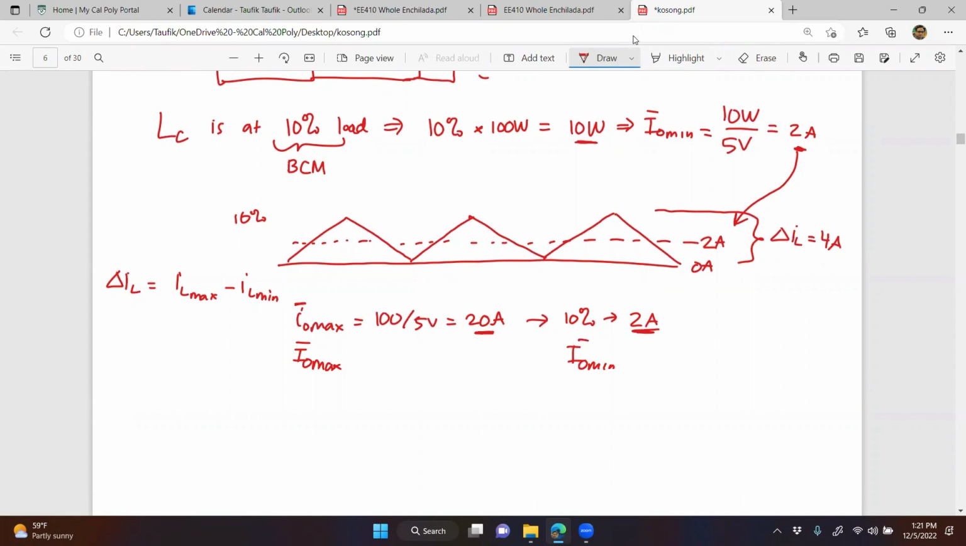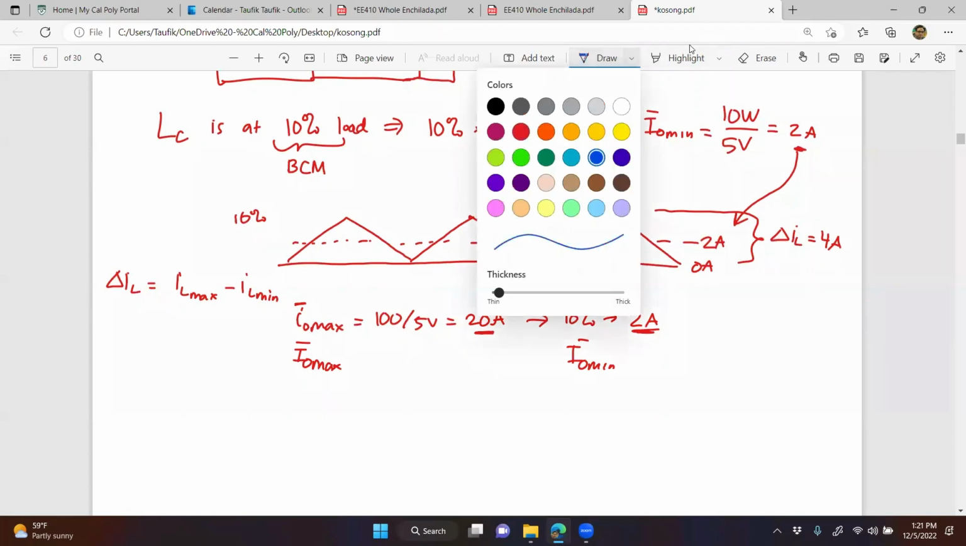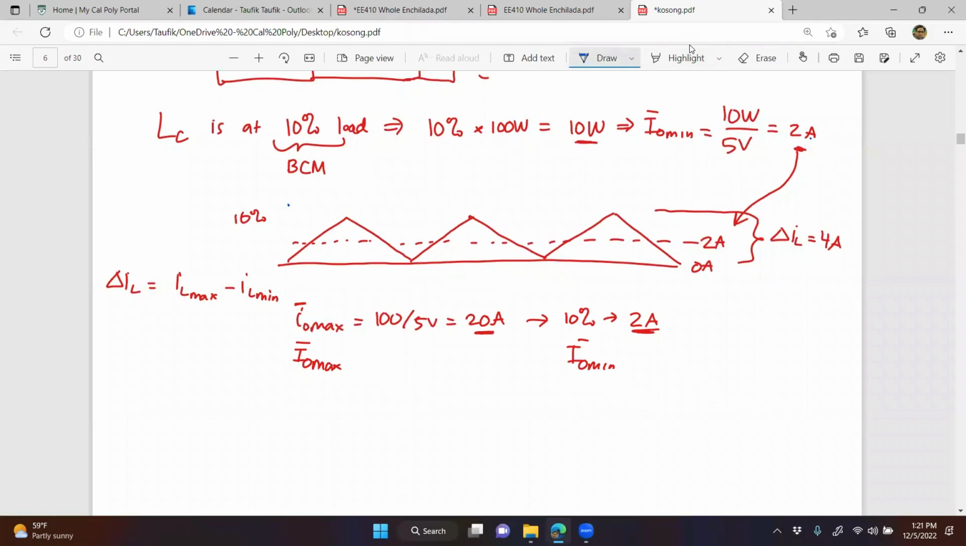What happens is that the 20 amps is happening at 100 watts. So imagine at 100 watts, this triangle is going to be going up here somewhere, right there. That's at 100% load, and the average of this is the 20 amps. Now, if you try to find delta IL from 20 amps, you cannot, because there is nothing special about CCM here. We don't know what IL max is. We don't know what IL min is, right? The only one you know is 20 amps.